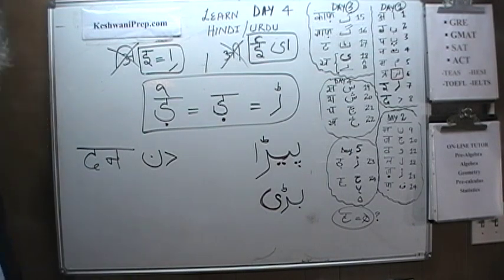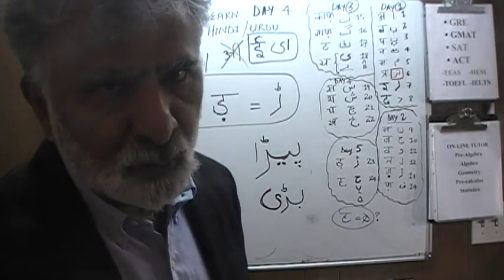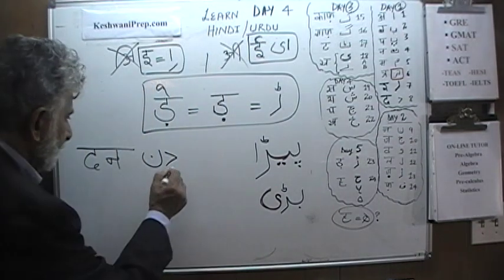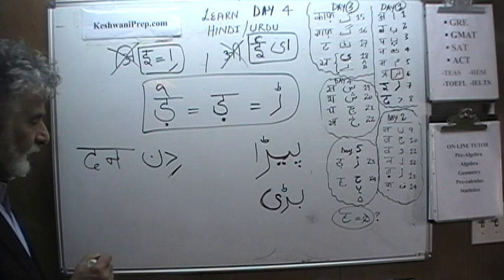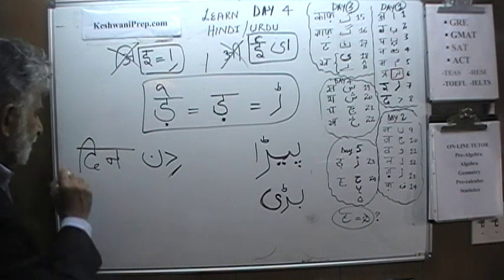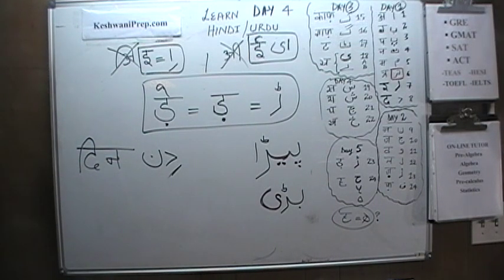As you can see, there is no such word as done. But there is a word called din, as in day. You put a zer next to it, it becomes din, and now we have to put a matra. Din, to the left, because it's a choti ki matra.